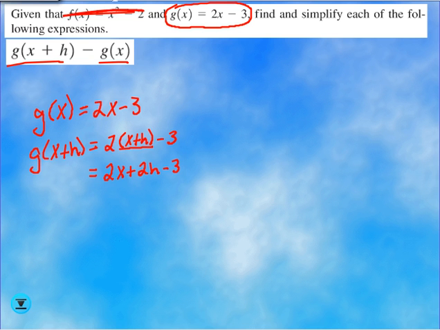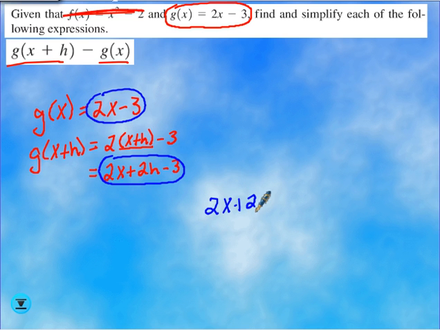Done with that part. So now we're asked to find g of x plus h minus g of x. Just subtract those two things and you're finished. G of x plus h is 2x plus 2h minus 3 minus, make sure you subtract the whole thing, 2x minus 3. If you do these correctly, I'll go ahead and tell you, this whole second parentheses should cancel. 2x minus 2x. Negative 3 minus negative 3 leaves you with simply 2h.